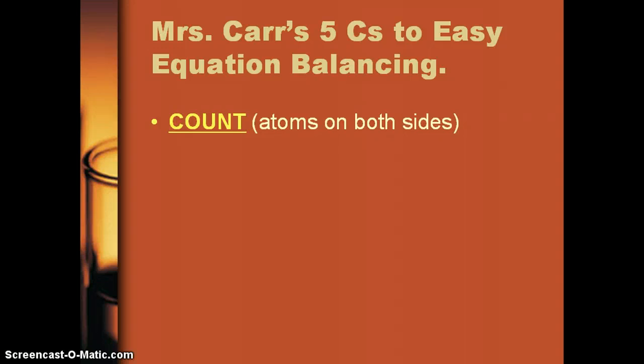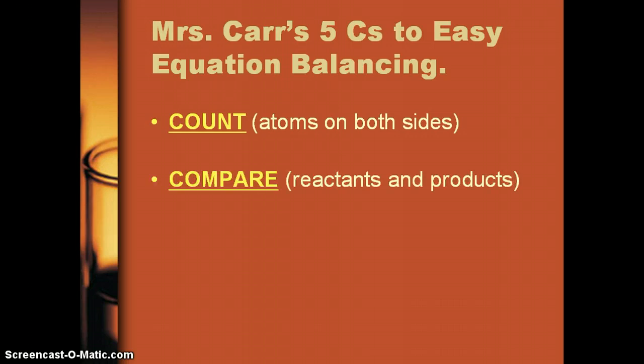The first thing you need to do is count the atoms on both sides of the equation, your reactants and your products. Each side is separate, of course. So you count your atoms first. Then you compare your reactants and your products. You should have the same number of each element of the atom on the left as you do on the right. Okay, so the first 2 C's, count and compare.